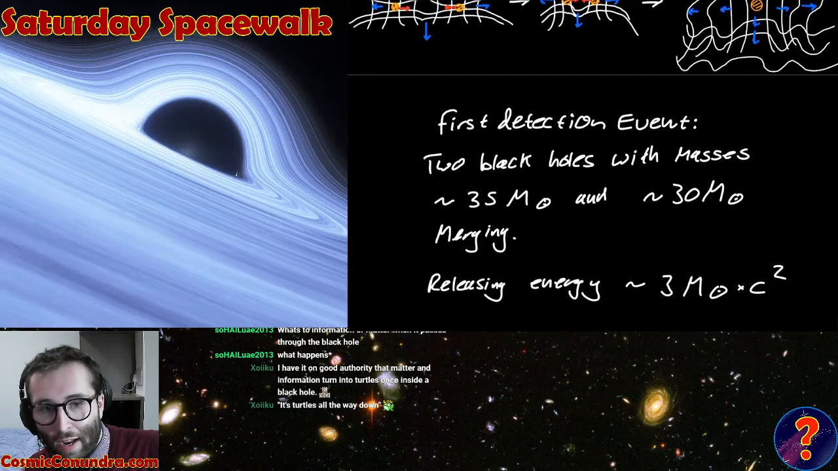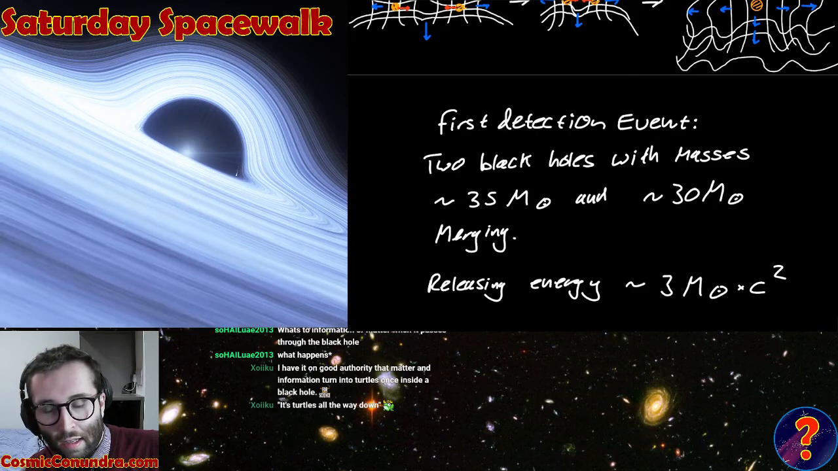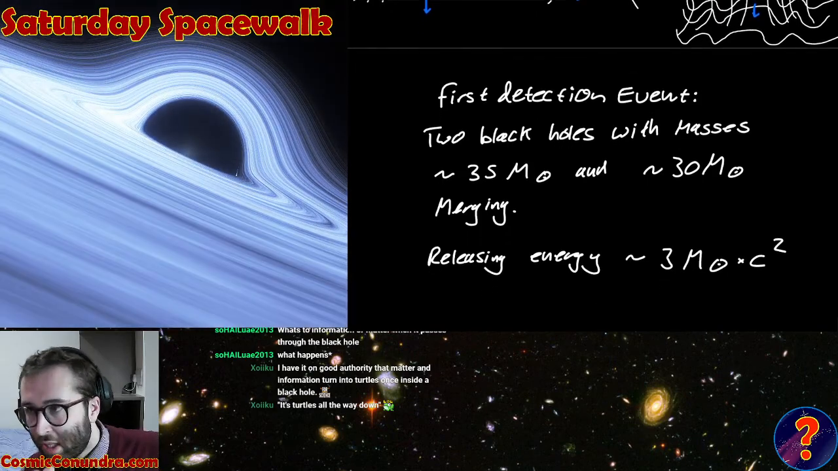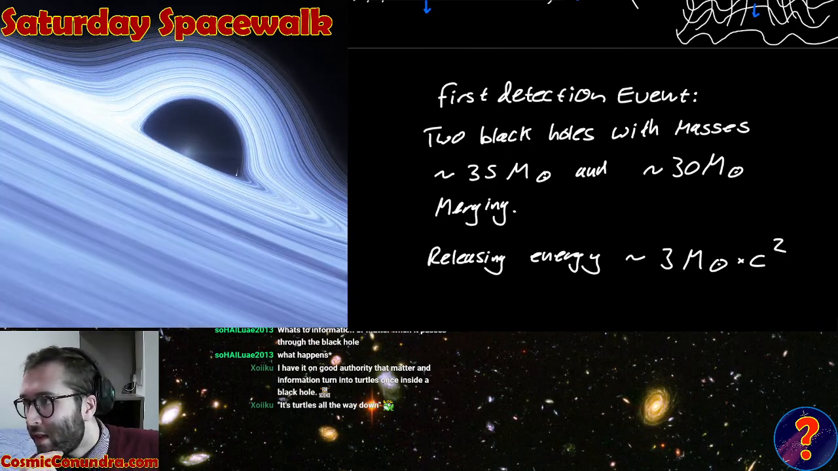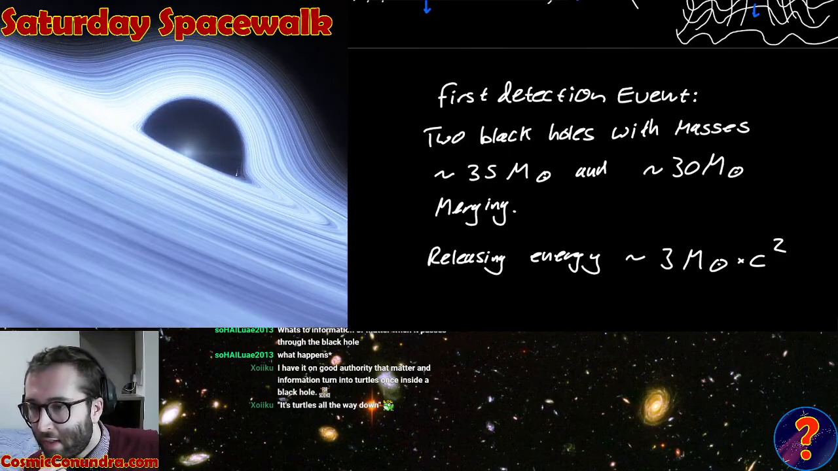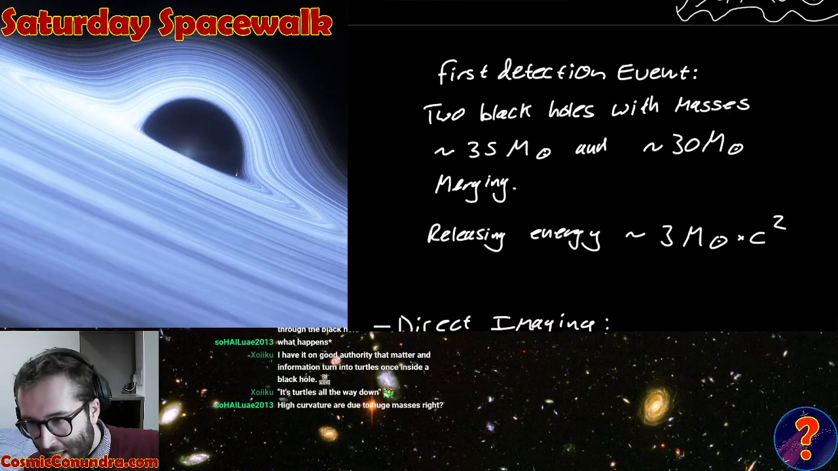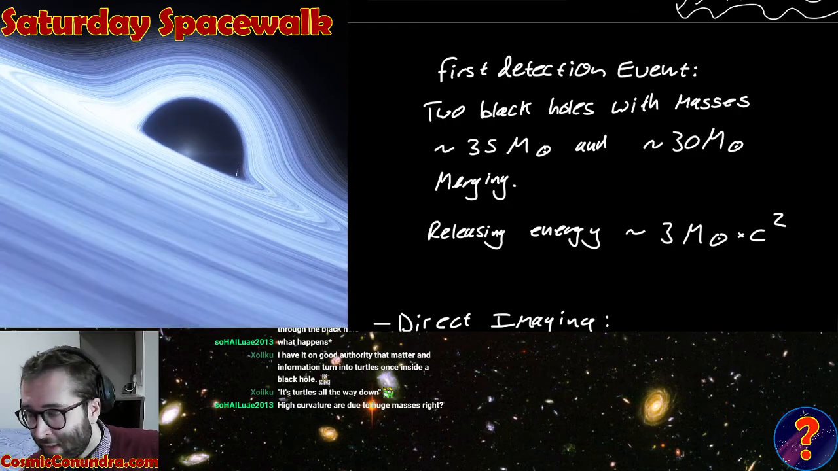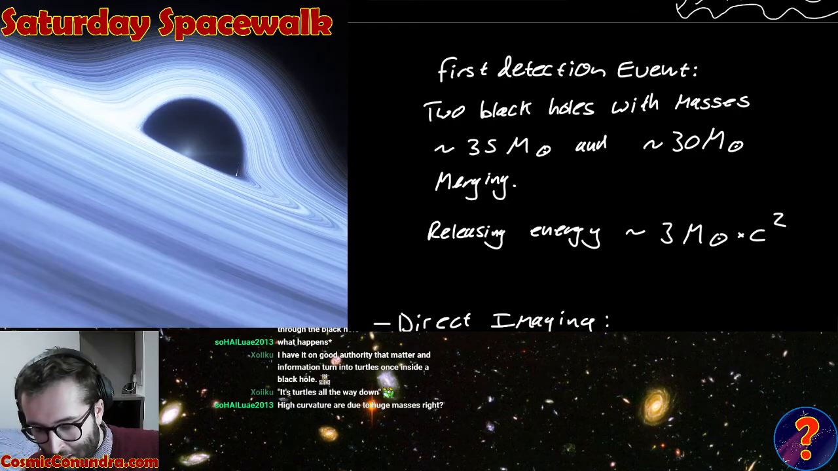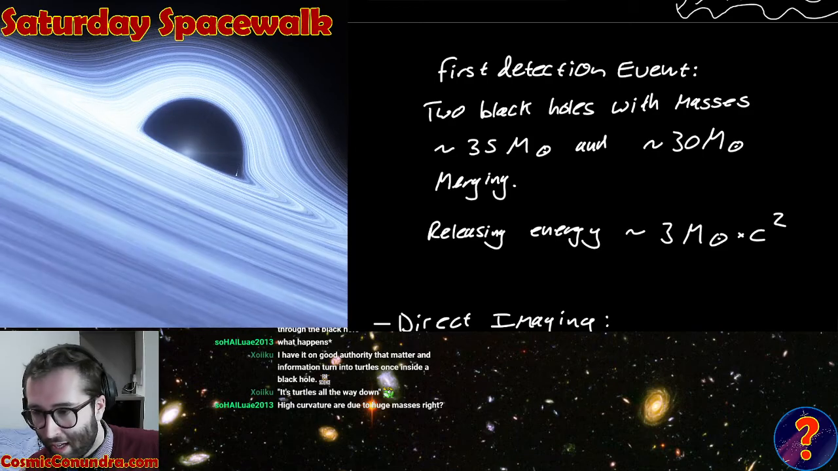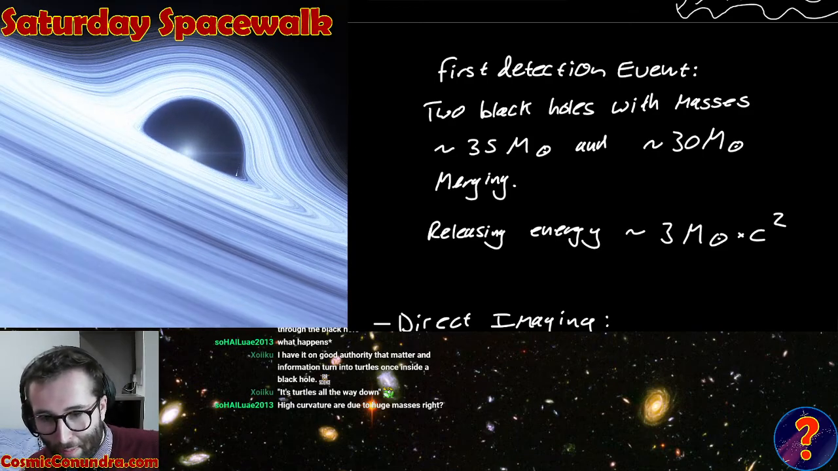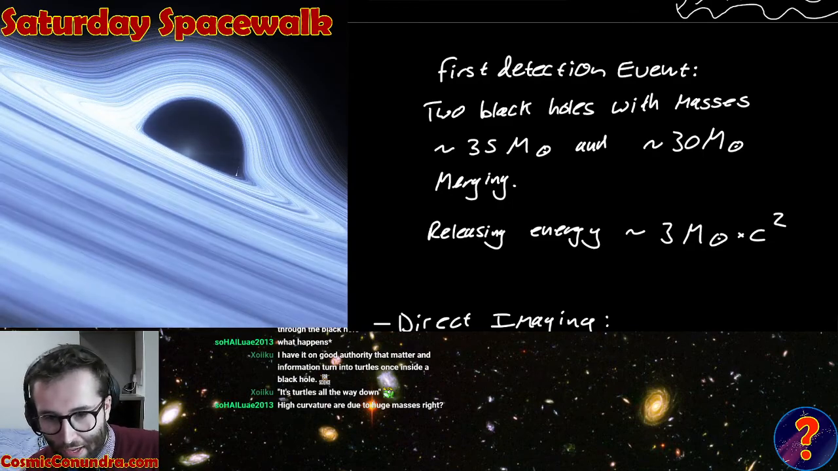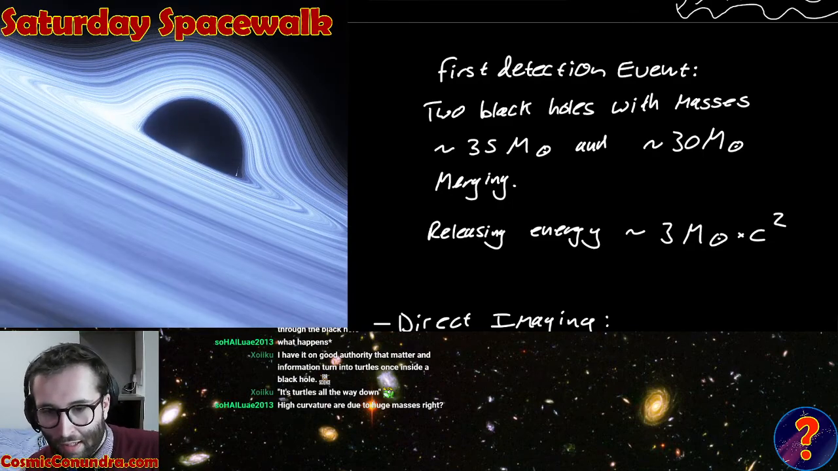So the particular event they detected in 2015 was two black holes spiraling in towards each other and eventually merging, one of 30 solar masses and one of 35 solar masses. When these things collided, the energy that the gravitational waves carried corresponded to 3 solar masses worth of mass energy. In other words, you take the mass of 3 suns, times it by the speed of light squared, and that's how many joules of energy you have, which is a humongous amount of energy.